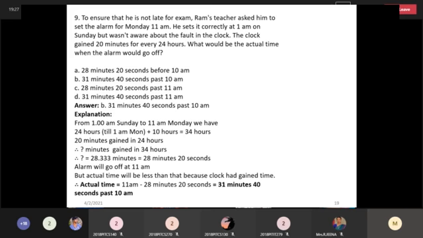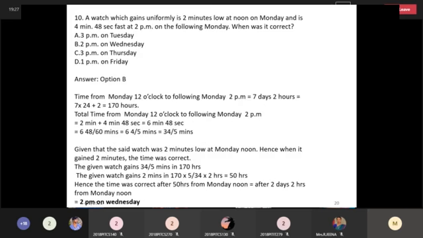Next question. A watch which gains uniformly is 2 minutes slow at noon on Monday and is 4 minutes 48 seconds fast at 2 p.m. on the following Monday. When was it correct? Options: A, 3 p.m. on Tuesday; B, 2 p.m. on Wednesday; C, 3 p.m. on Thursday; and D, 1 p.m. on Friday.